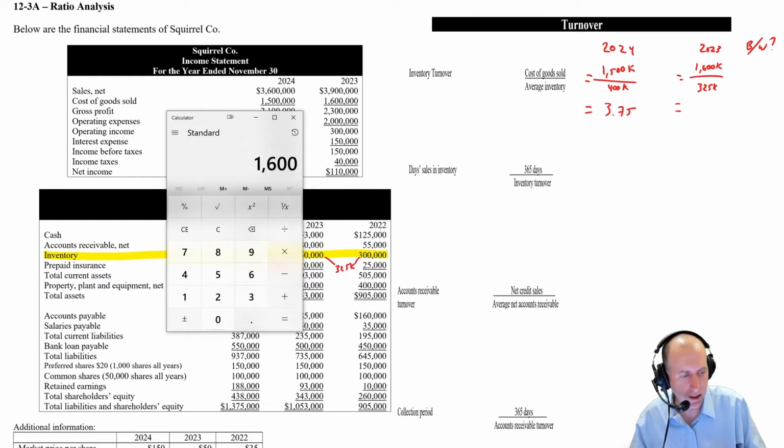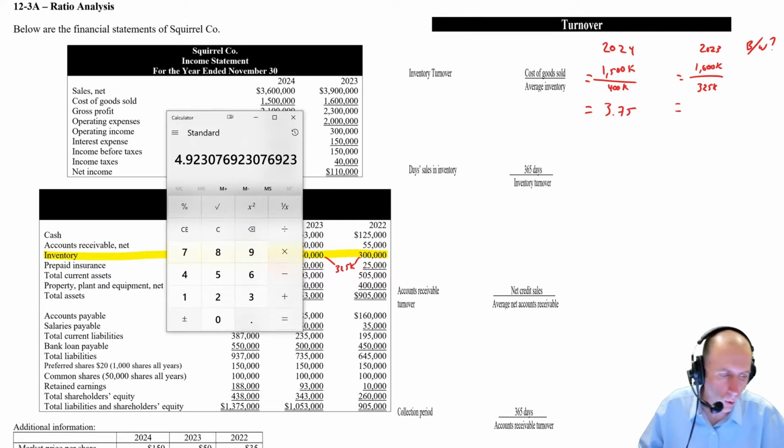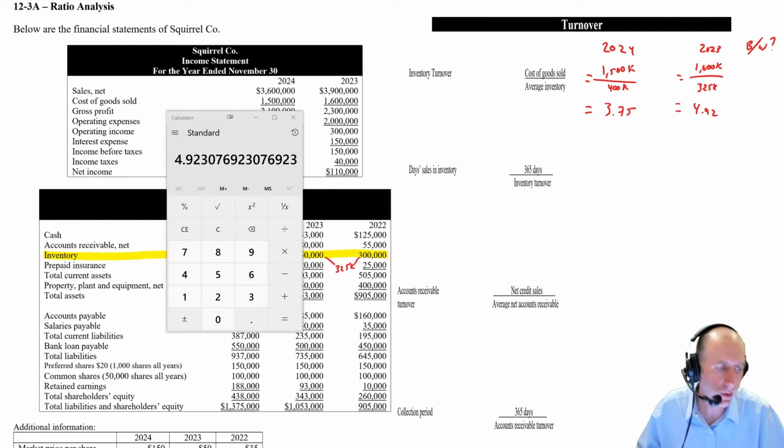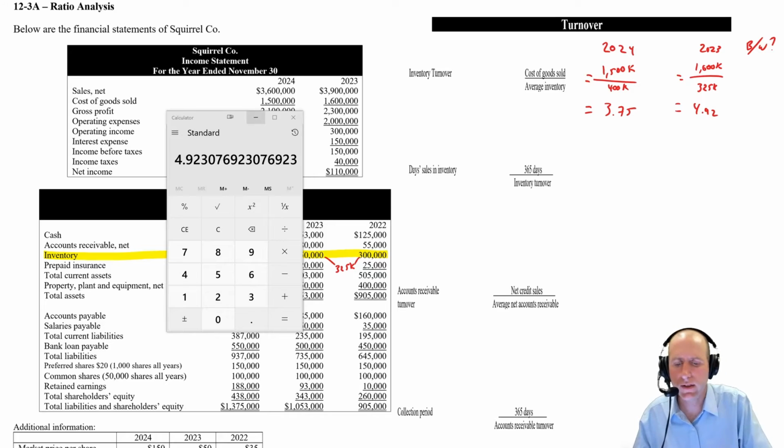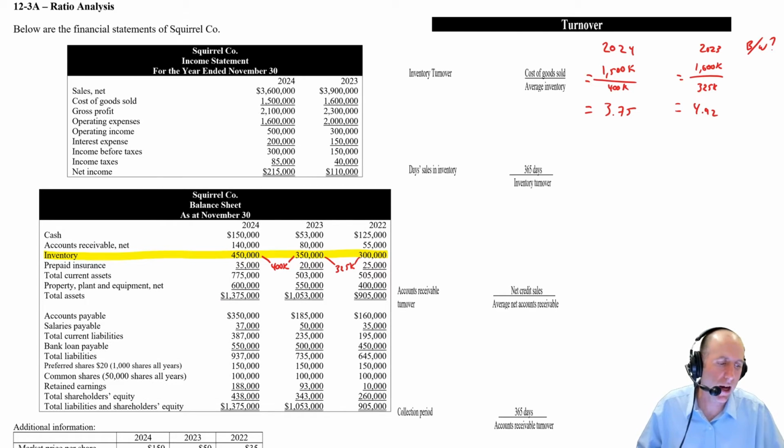Last year, 1,600 divided by 325, 4.9 times, 4.92. Would you rather sell through your inventory 4 times, as we did this year, or 5 times, as we did last year? You want to sell through your inventory more, right? It's a measure of inventory management. We did worse. Last year, we did better.